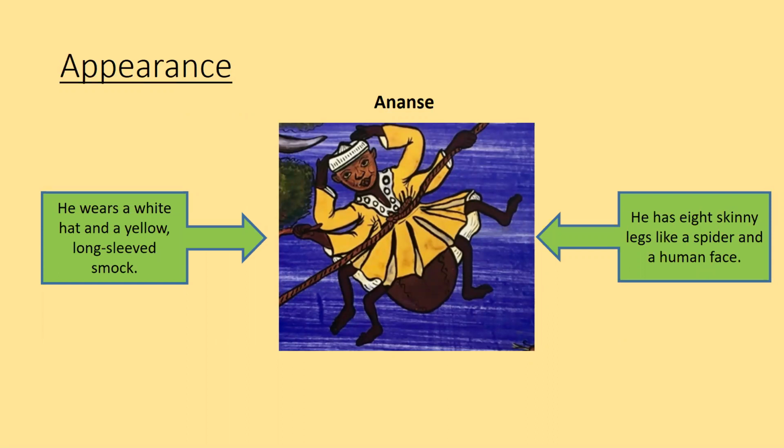Anansi's appearance. If we look at the picture, we can clearly see how Anansi looks. So here, I've written, he wears a white hat and a yellow long-sleeved smock. He has 8 skinny legs, like a spider, and a human face.